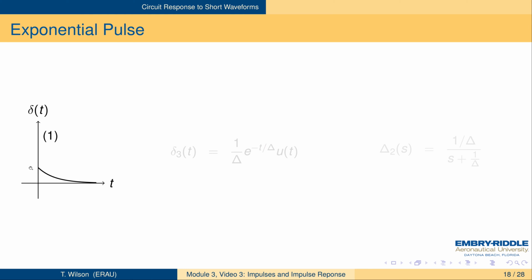I'm sorry, the scales didn't come up here. It's got an amplitude of 1 over delta. It's got a time constant of delta, so it has a unit area. And so here's the pulse decaying away as the input. The Laplace transform of that is 1 over delta, s plus 1 over delta.